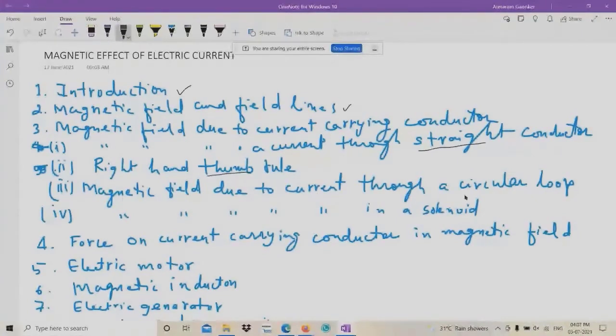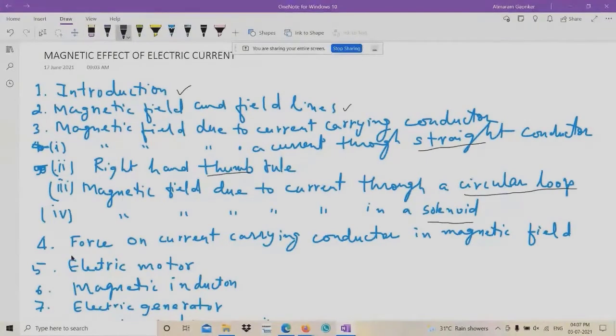Then we will see conductor of the shape circular loop, and then we will see of solenoid. So straight conductor, circular loop and solenoid. These three types of conductors we will see, and then we will discuss. I think I'll cover the first two parts first, then go for solving questions. Then the third part I will discuss and go for solving questions.